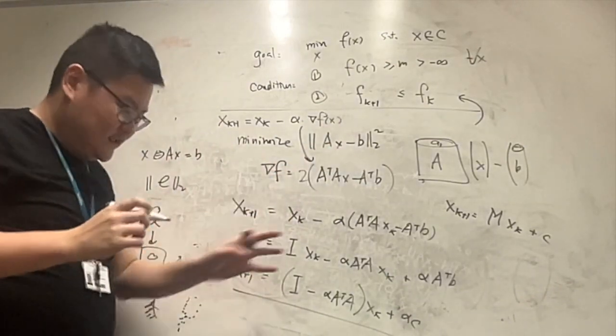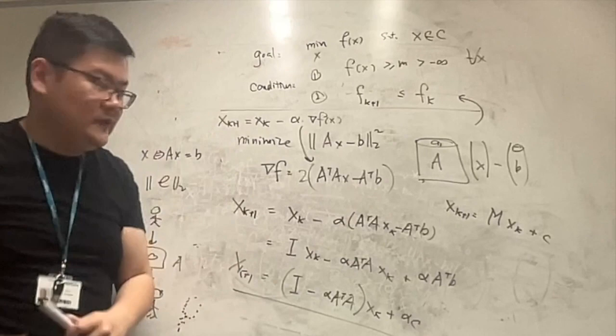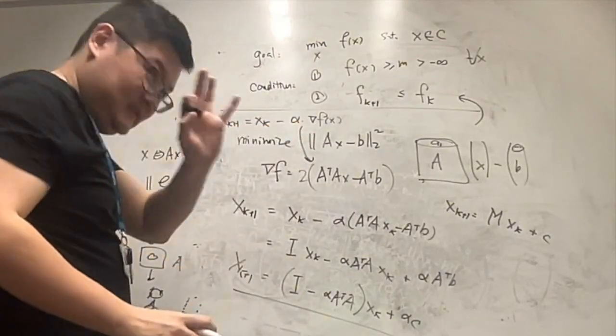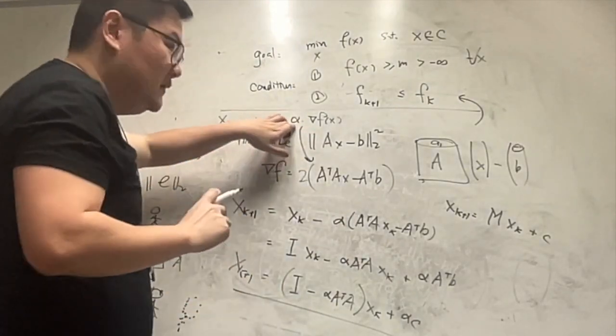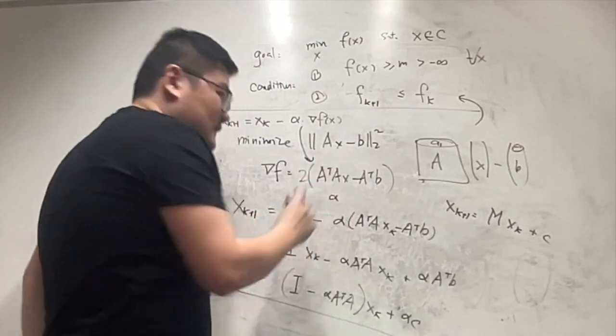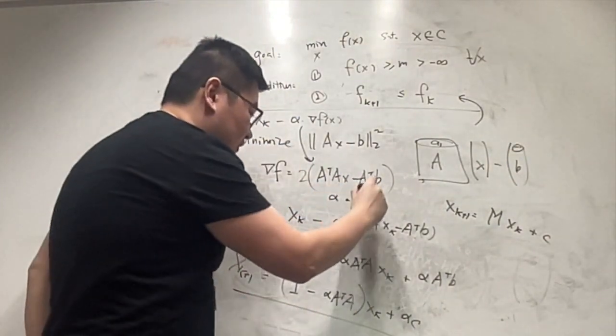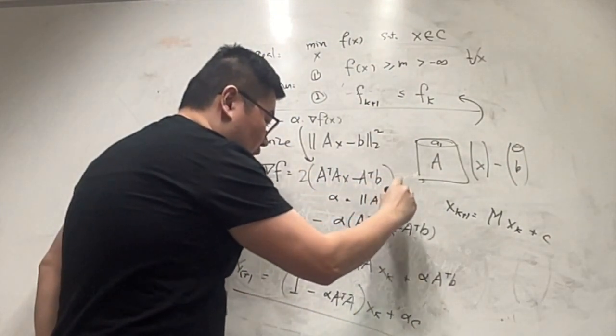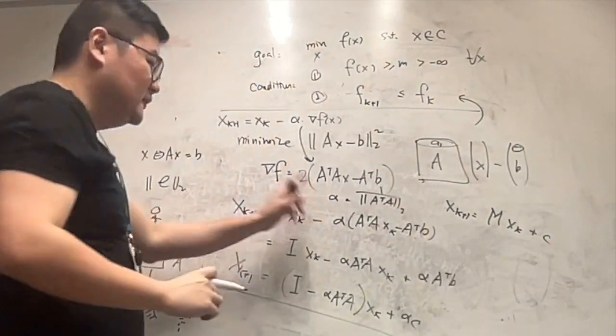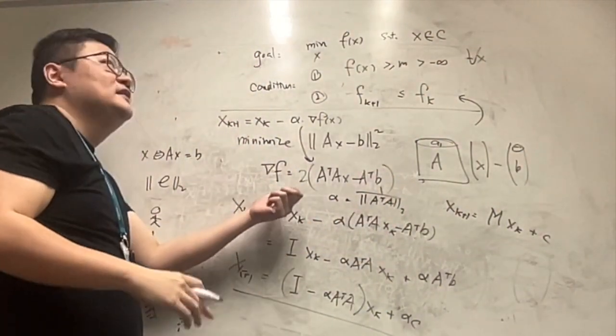The math detail is not important because I didn't talk about too much detail. For example, what is the alpha? I just let you know what the alpha is here. People say just guess. No, actually the alpha here will be 1 over the 2-norm of A transpose A. This is a good choice. You may ask why, not this time.